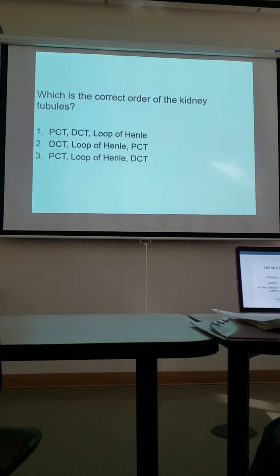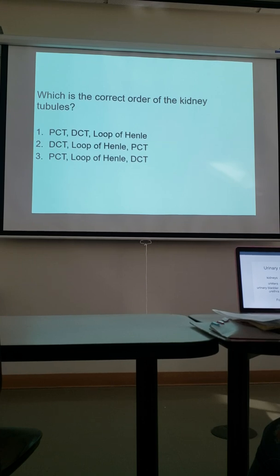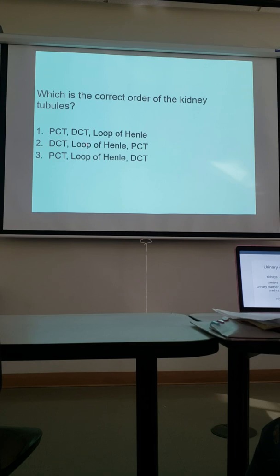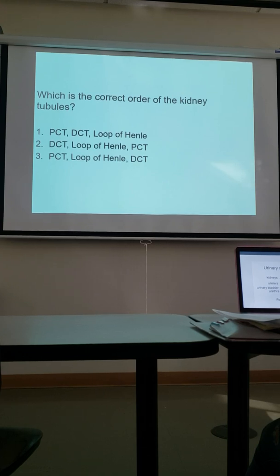So let's see if you guys remember from anatomy. Nephron is just a bunch of tubes. Do you guys remember which is the correct order of the kidney tubules in the nephron? PCT, which stands for proximal convoluted tubule. DCT, which stands for distal convoluted tubule. So which order is correct? PCT, DCT, and then the loop of Henle? DCT, loop of Henle, then the PCT, or the PCT, loop of Henle, then the DCT? What do you think? 1, 2, or 3?